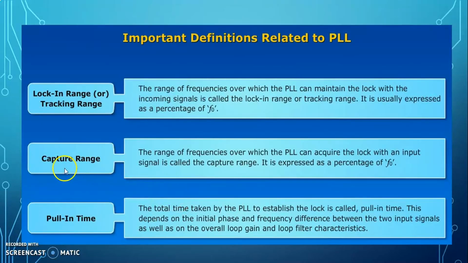Now we can discuss the capture range. The range of frequencies over which the phase lock loop can acquire the lock with an input signal is called the capture range. It is expressed as a percentage of f0. That is the range of input signal frequency around the voltage controlled oscillator center frequency over which the loop can lock when starting from the unlocked condition. It is called the capture range.